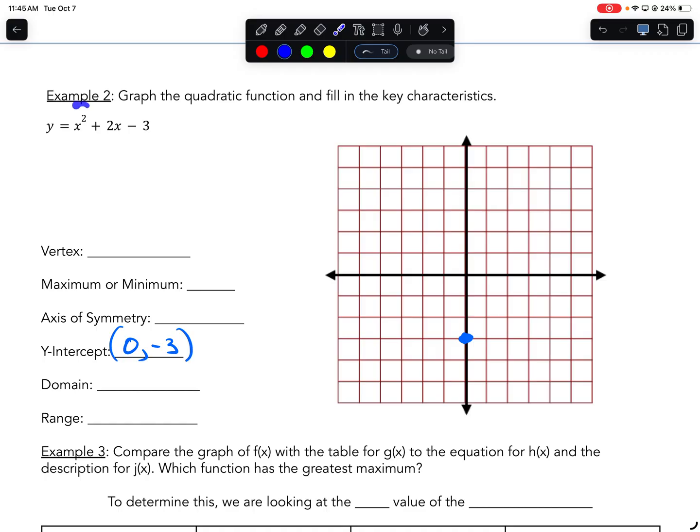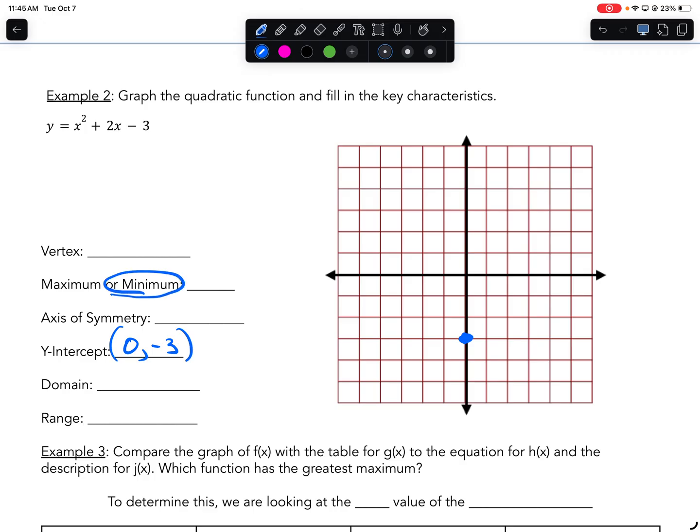So I know that because A is positive. If A is positive, the graph looks like this. So it'd have a maximum or a minimum? Minimum. Good. Because A is positive, that's how we know.